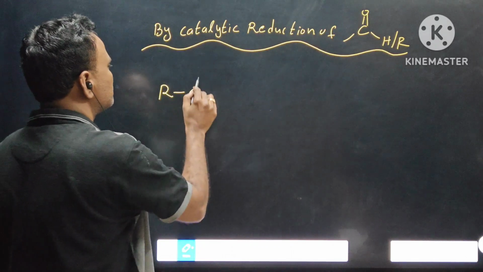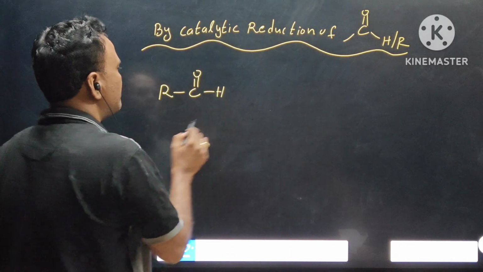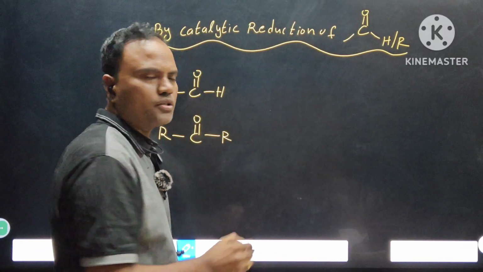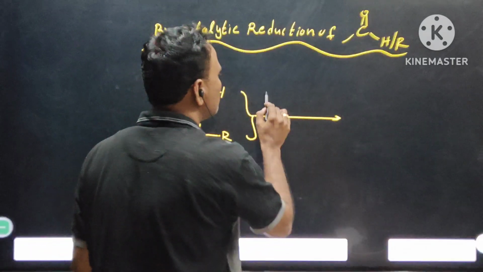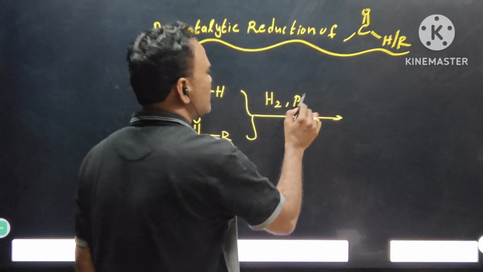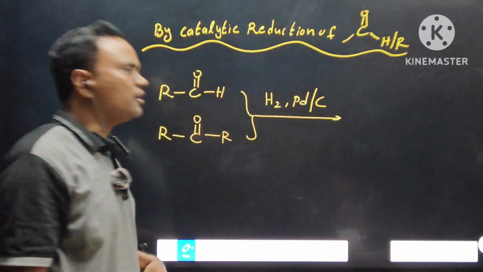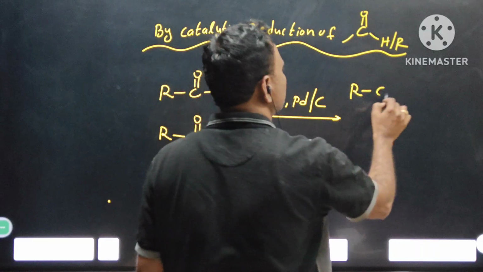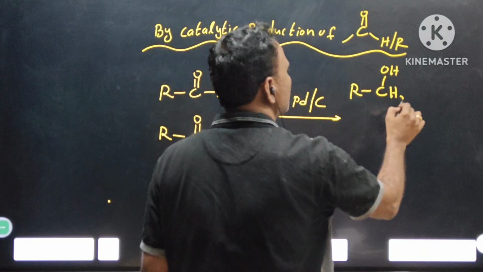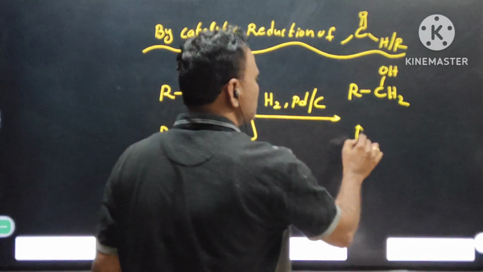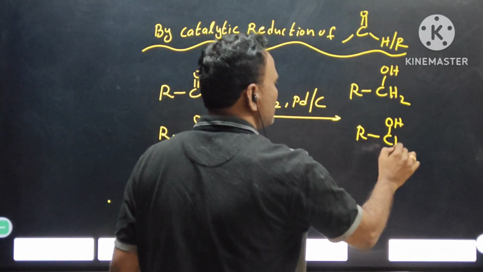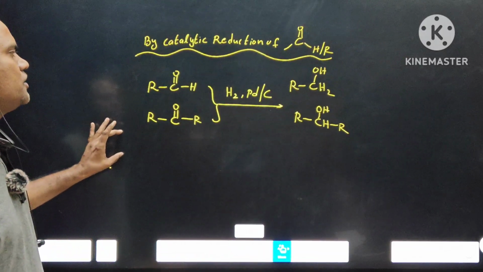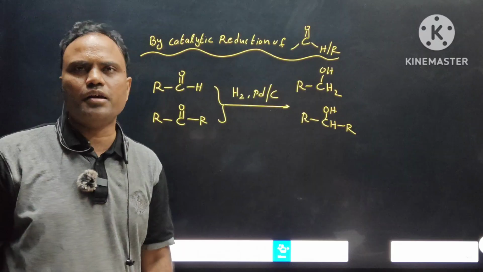See this, aldehyde or ketone. When added with H2, palladium and carbon, catalytic reduction gives alcohol. With ketone also alcohol, but a 2-degree alcohol. Remember the reagent: H2 in the presence of palladium and carbon.